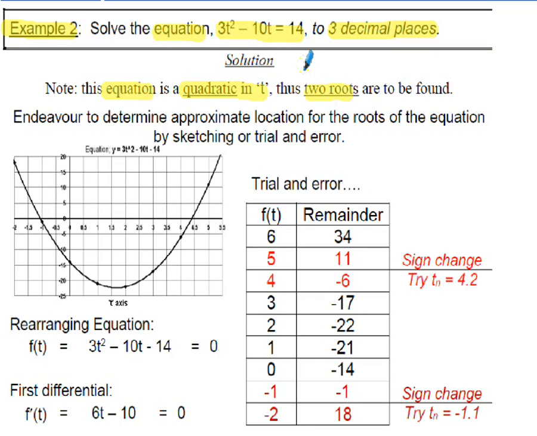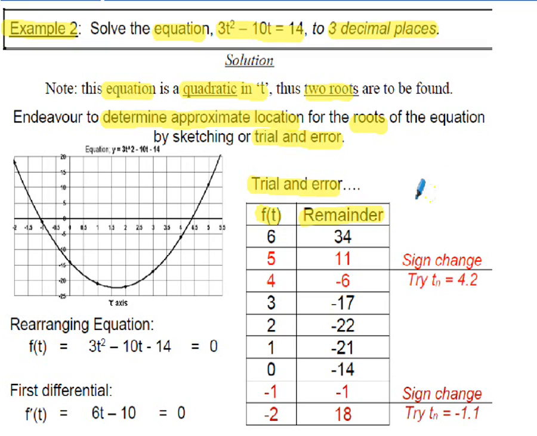As with all numerical solutions, we first of all need to determine an approximate location for the roots. And we can do this by sketching the curve or by trial and error. I'm going to look at the trial and error process here initially with you. All we do in the trial and error process is determine the function of t and then put values of t into the equation, calculating the remainder. Where we get changes of sign between different values of t, we have a root location.